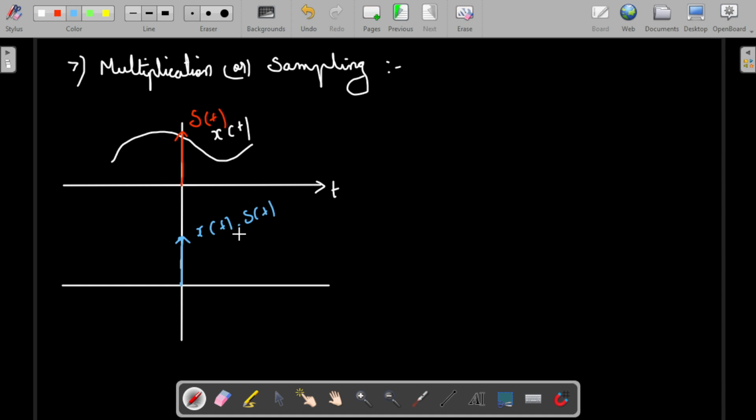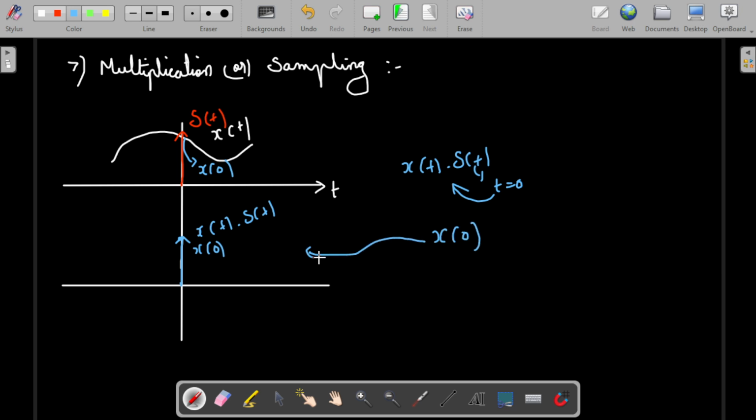So if you see how this can be found out, here the value of x of 0 will come here. So this value will be the same, x of 0. When we multiply the impulse train with the normal signal, here the t value is equal to 0, so this value will apply here. This value will come as x of 0, so the output will come as it is. This is the rule that we will be following here.